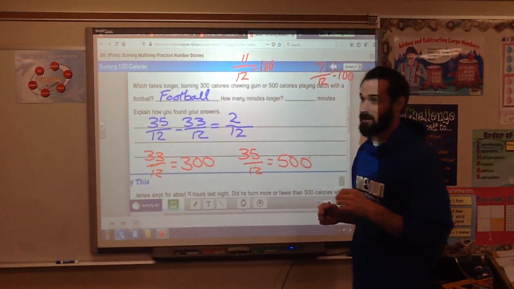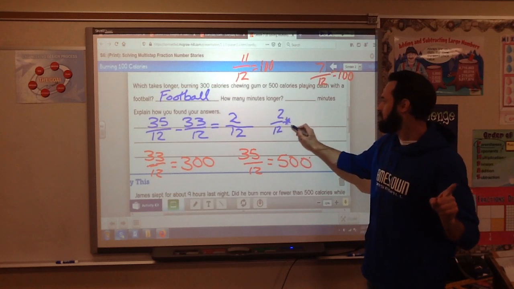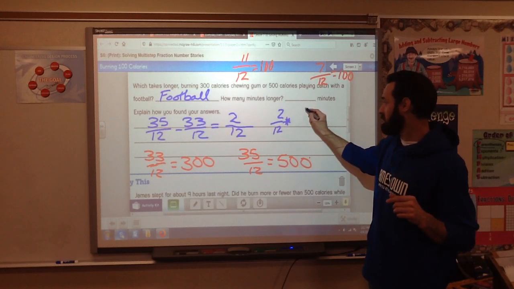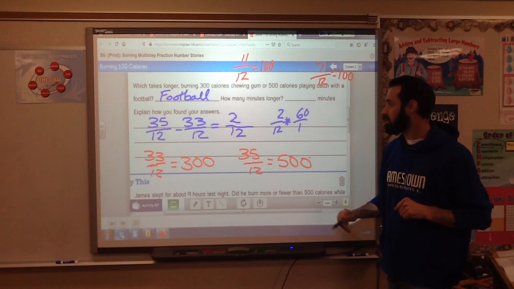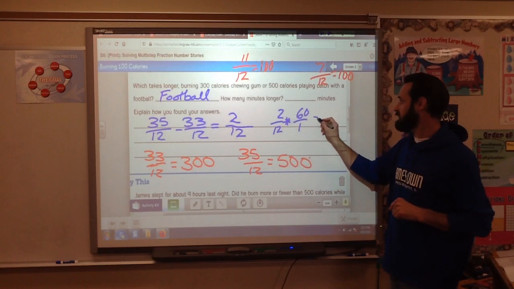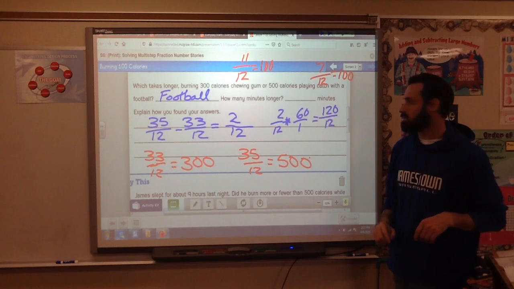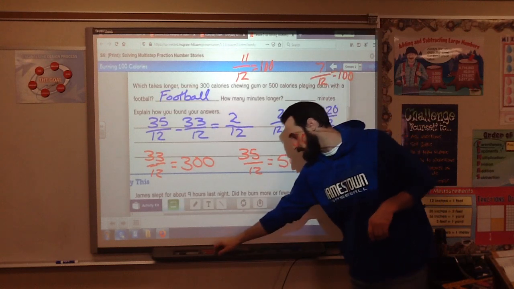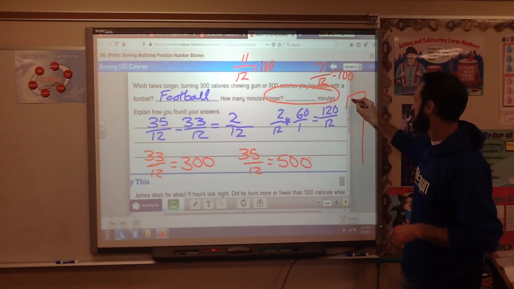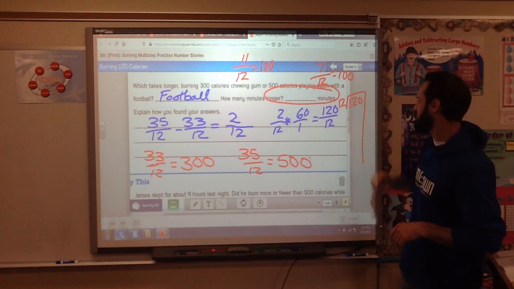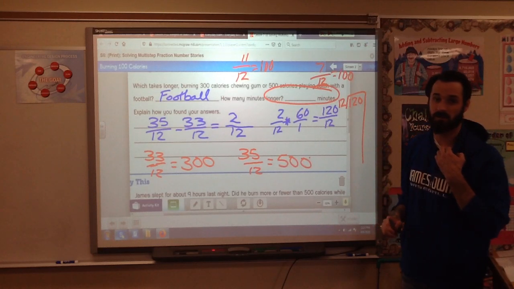All right, here's how you do this now. We take 2/12, because that's how many hours it is. There's 60 minutes in an hour. 2 times 60 is 120, divided by 12. So the last step in this, to figure out how many minutes longer, is to take 120 and divide by 12. And it's actually super easy. Give that a try. Try and divide 120 by 12.